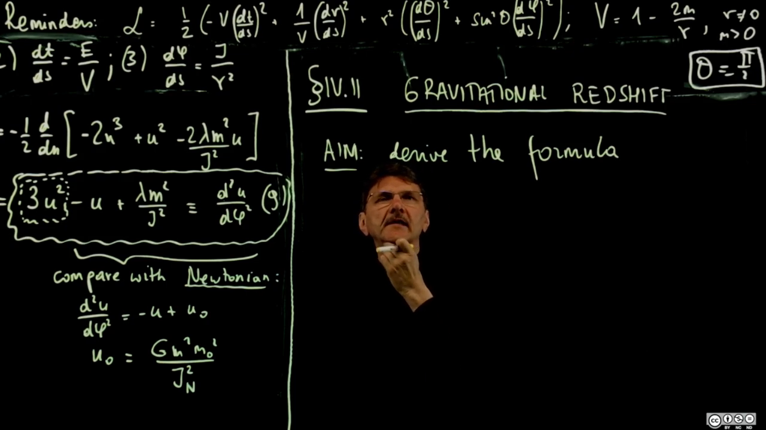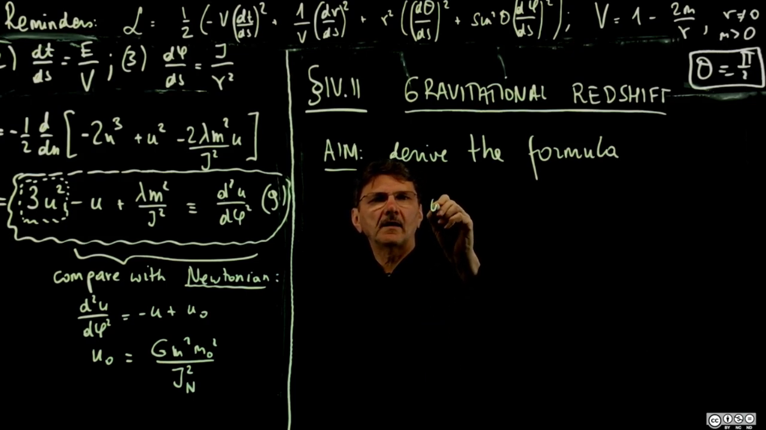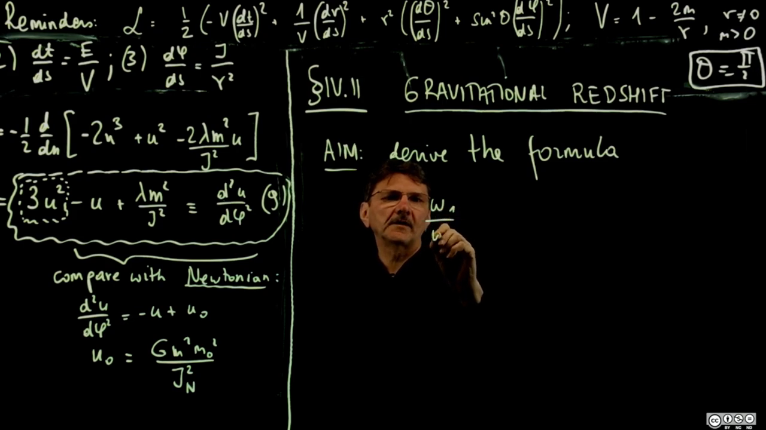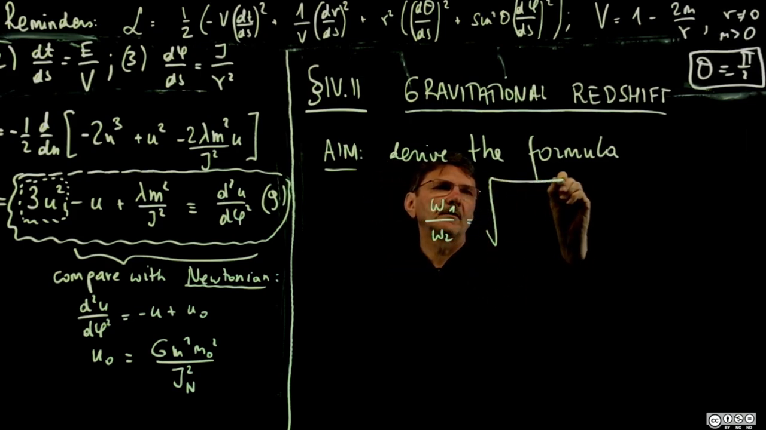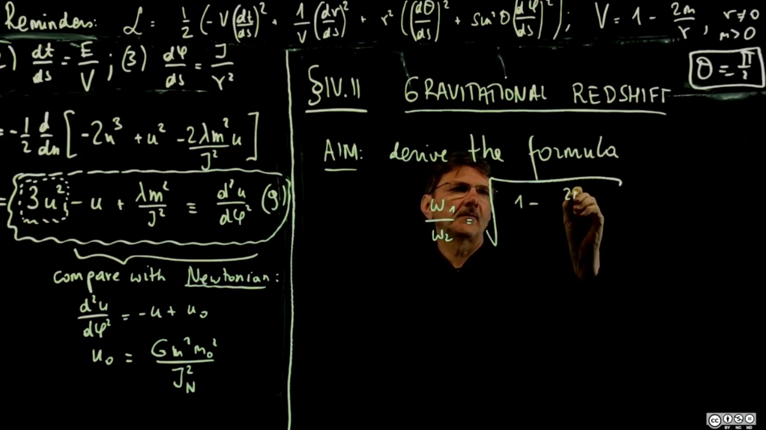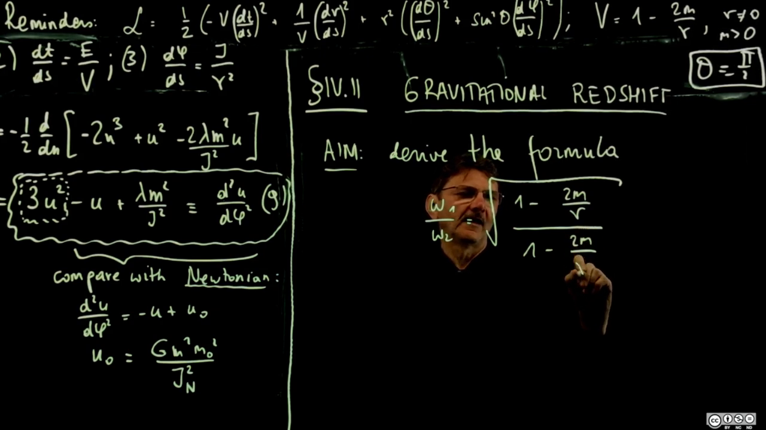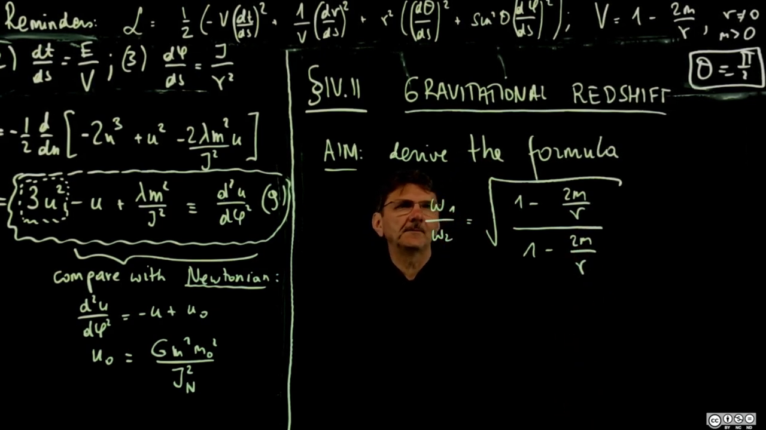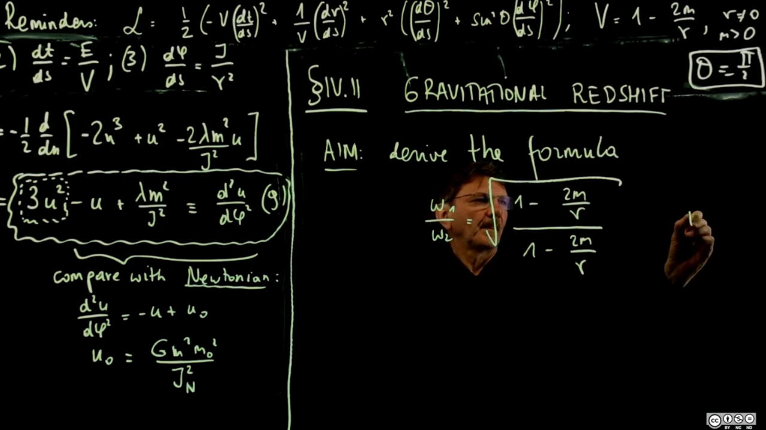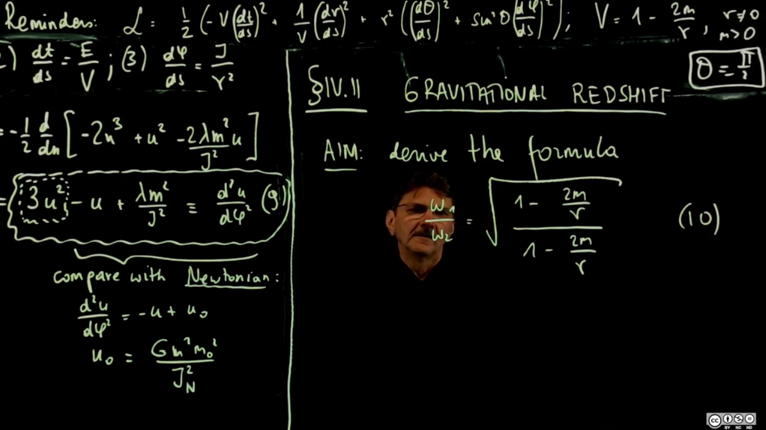And the formula is something like that. Omega 1 over omega 2 is the square root of 1 minus 2m over r divided by 1 minus m over r. So I think that this is the right formula. And so now one needs to decide, well, obviously written like that, it's 1, so it's not very useful. It can't be correct. So the question is whether here is 1 or here is 2.